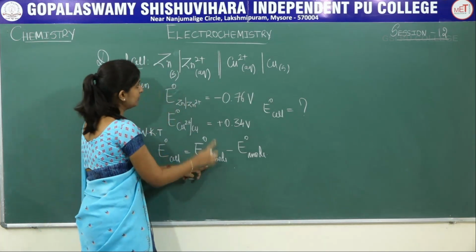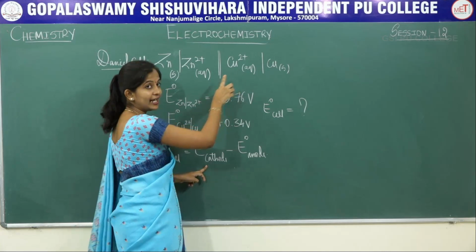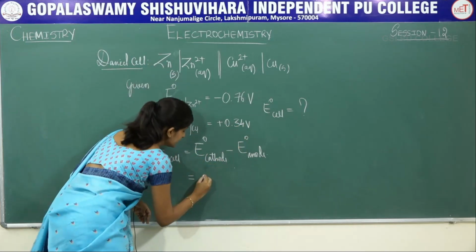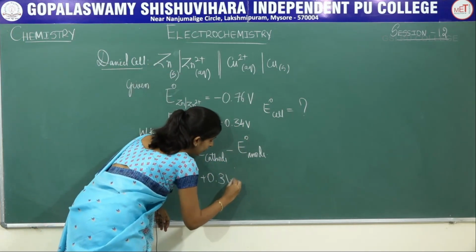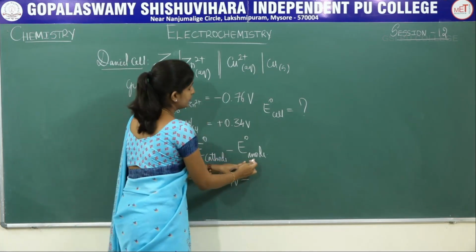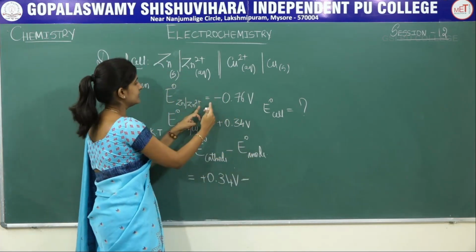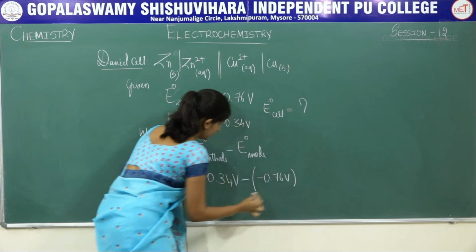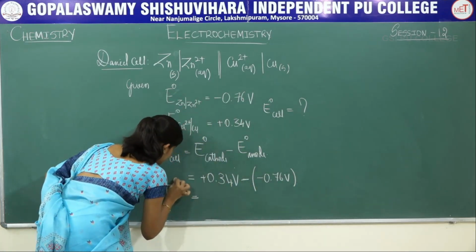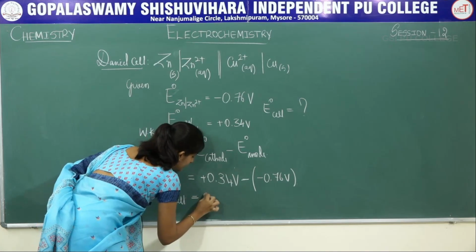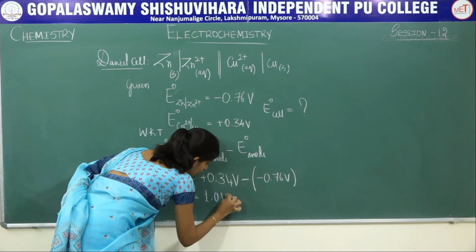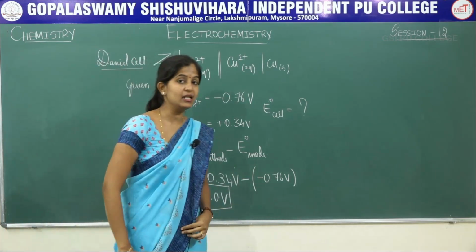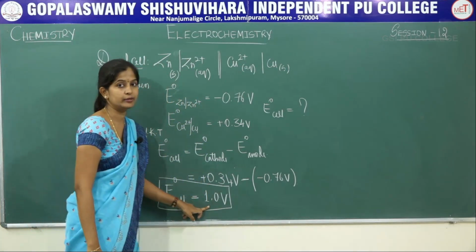So let us see what is cathode now. In the cell representation, we can see that copper is your cathode. So copper, the electrode potential is plus 0.34 volts minus E anode. Anode is your zinc. What is the electrode potential? It is minus 0.76 volts. So the E naught of cell, that is Daniell cell, is equal to approximately 1.0 volts. So this will be the cell potential, as I have also told you, of Daniell cell, it is equal to 1.0 volts.